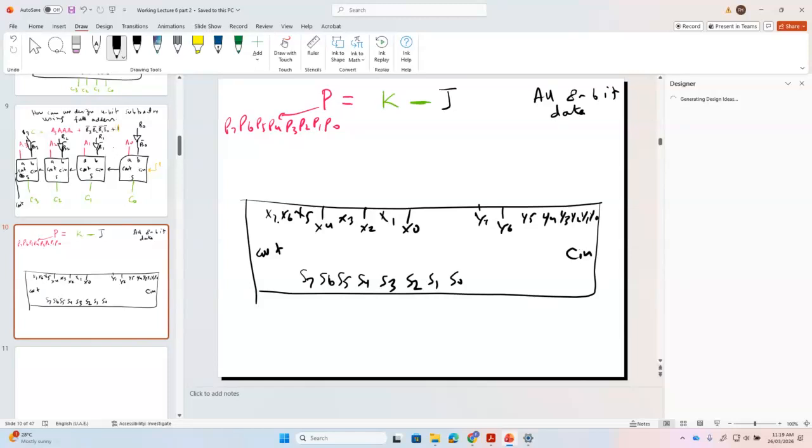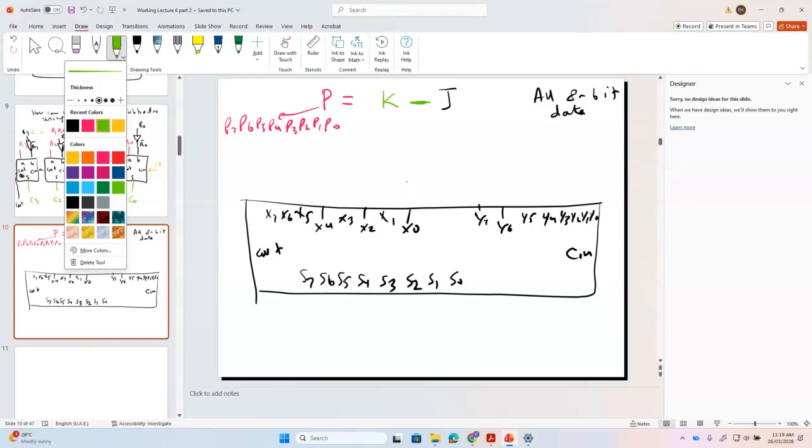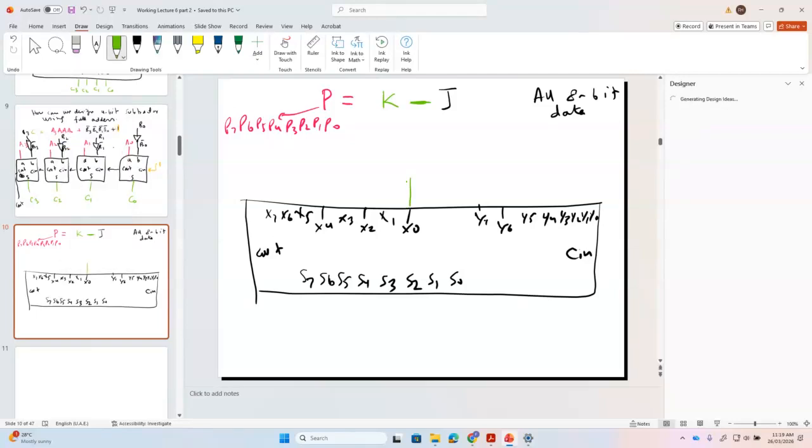Now, if you want to design K minus J, what should we do? What should you do? What should go to X0, X1, X2, X3, X4? Sorry, K. K0, K1, K2, K3, K4, K5, K6, and K7. Any question? Clear?